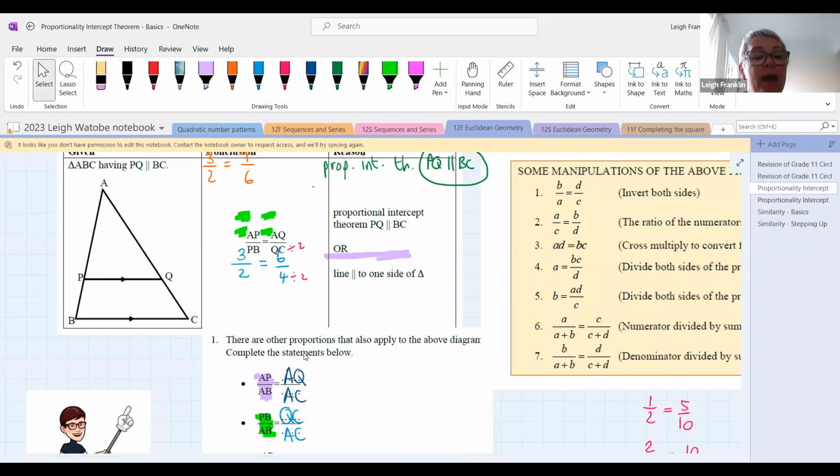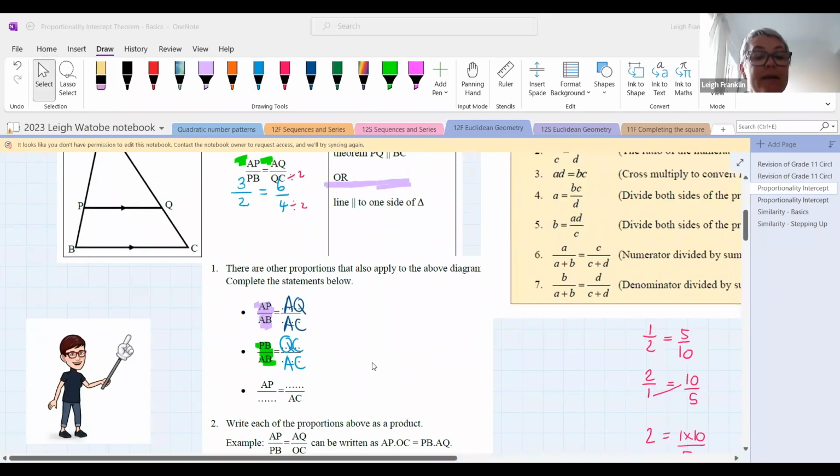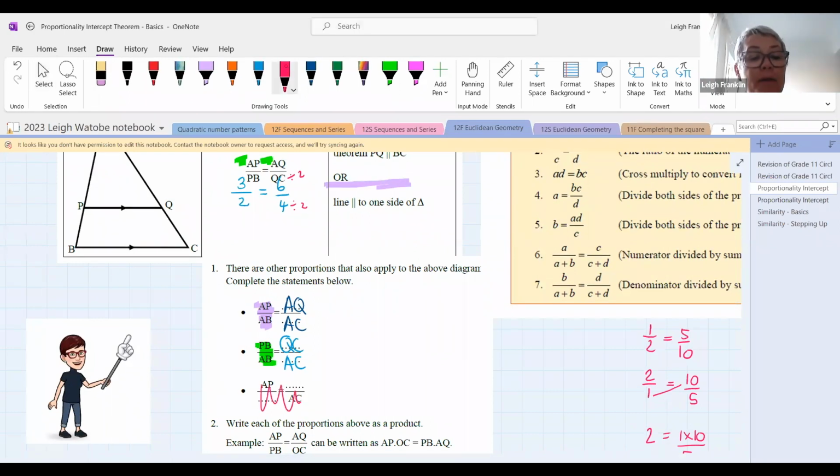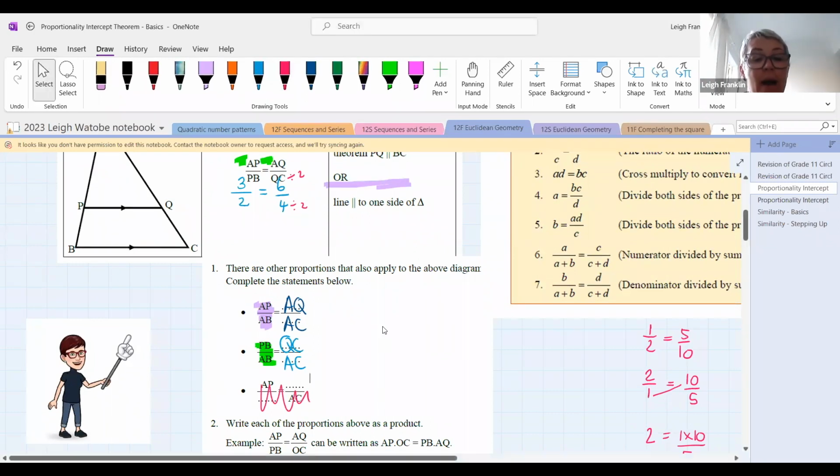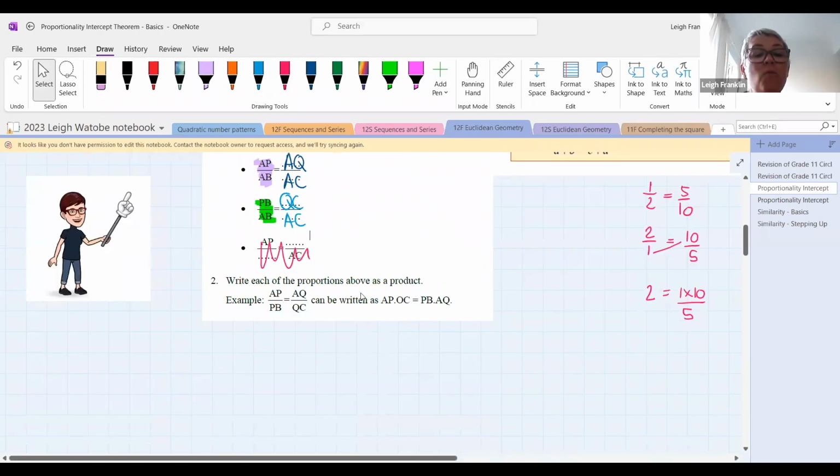Well done. Now here's another one, although I think this one is very much the same as the one that we did before. So let's not worry about that one too much. Then they want us to write the proportions above as a product. So if I've got AP over PB equals AQ over QC, I can write it as a product. So this is where I'm cross multiplying.